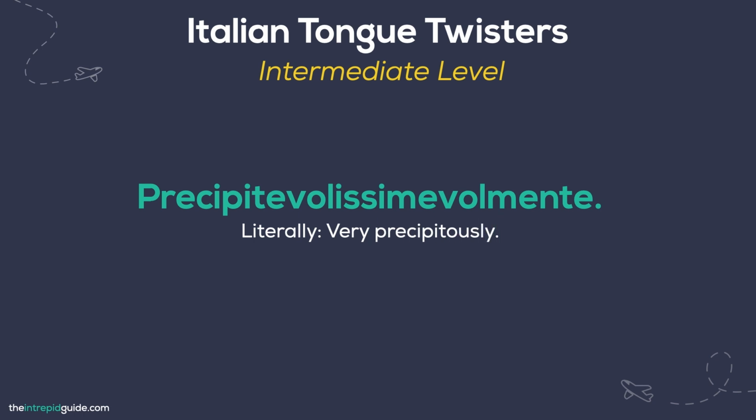Coming in at number 15, we have the Italian tongue twister. Precipitevolissimevolmente. Meaning very precipitously. Now, with a whopping 26 letters, this adverb is one of the longest words in Italian. It's 11 syllables, packing lots of repeated letters, especially those double consonants and that vibrant R sound, giving it a sense of urgency and intensity to its pronunciation that matches its meaning perfectly.